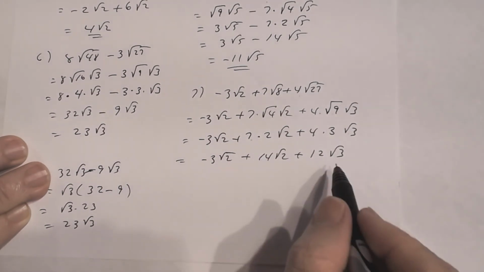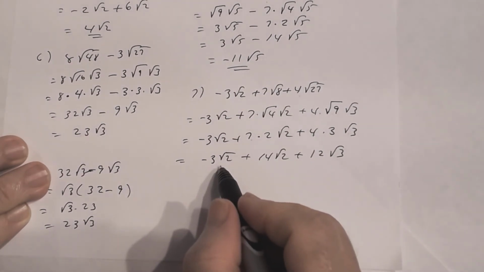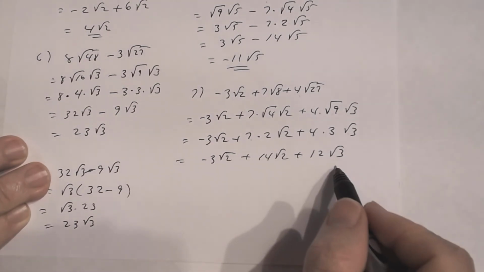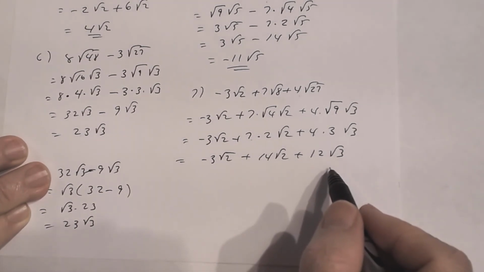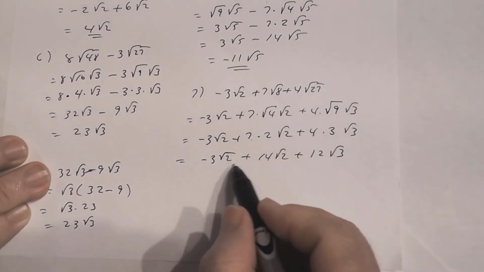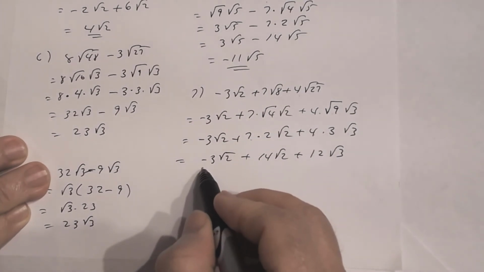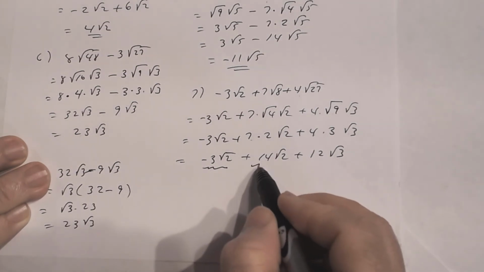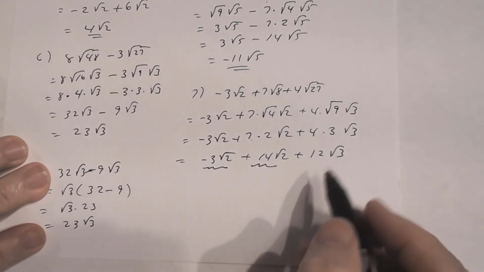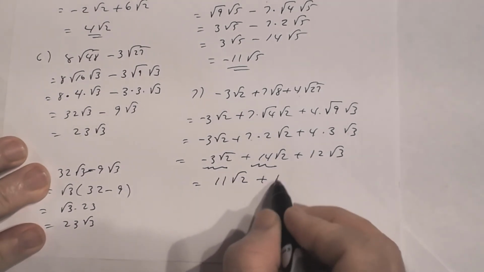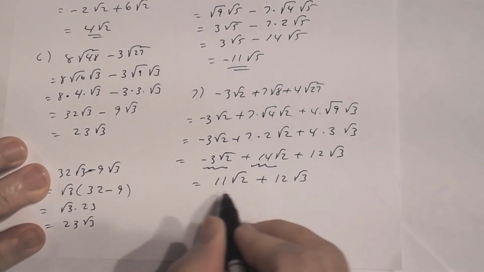Now I have three terms, right? This one, negative 3 square root of 2, a positive 14 square root of 2, and a positive 12 square root of 3. Which of those are like terms? Only these two, because those two are the ones where the radicands are the same. So a negative 3 square root of 2 and a positive 14 square root of 2 is 11 square root of 2, and then plus 12 square root of 3. And that's all you can do there.